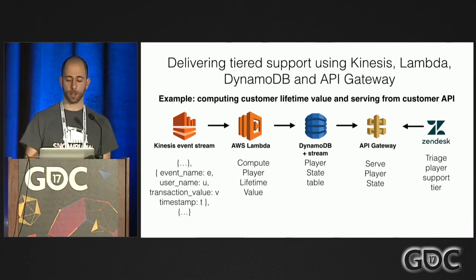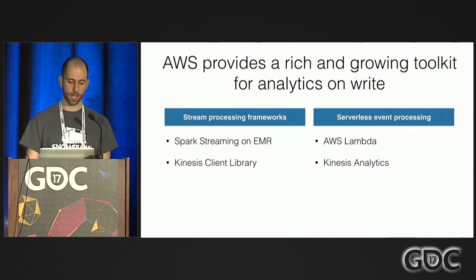So in this specific example, we've got Zendesk as the platform that's used to triage the different support tickets, and Zendesk can ping off to the API to say, hey, I've just had a ticket in from player XYZ. What level of support should we be looking to provide when we answer this person's ticket? Is it a concierge level service, or is it a much more basic service?